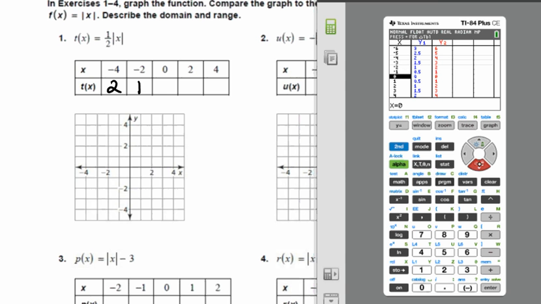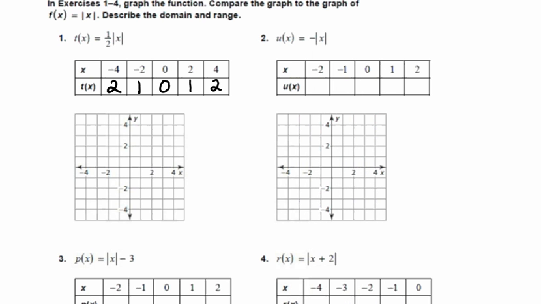And scrolling down to a value of 0 gives us a 0. And scrolling down to the 2 gives us a value of 1. And scrolling to the value of 4 gives us the value of 2. And so now we can go ahead and we can graph that.